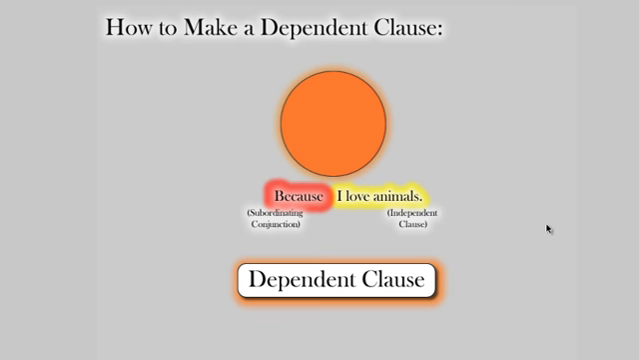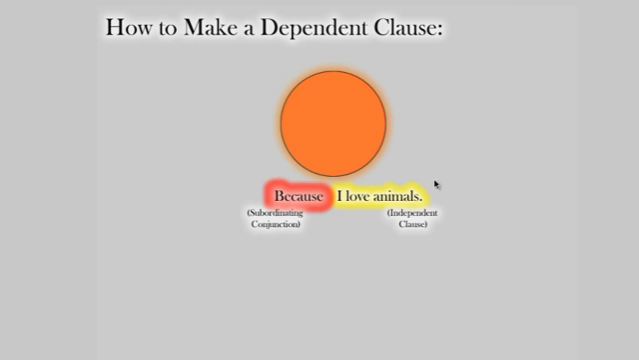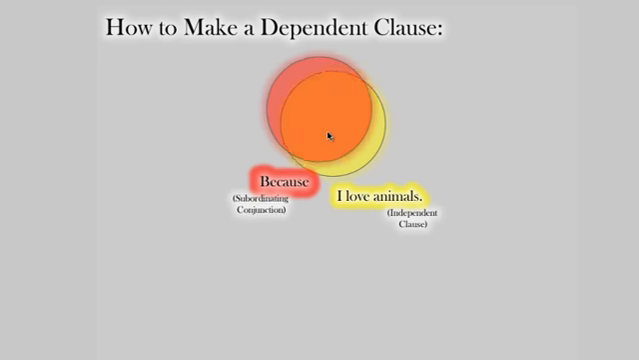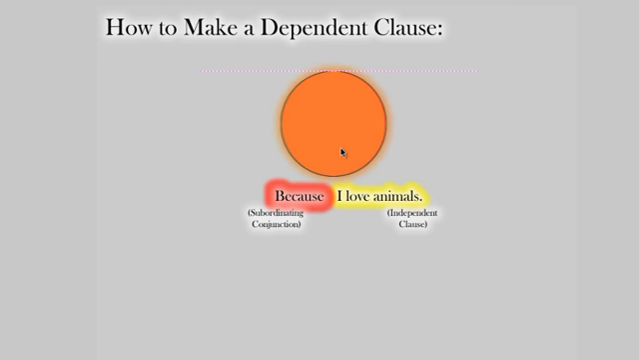You can take any dependent clause as well, and just by removing this, getting rid of that, you can take it from your dependent clause back to just your independent clause. It's really that simple. So hopefully this will help you get a handle on dependent clauses and how to make them.